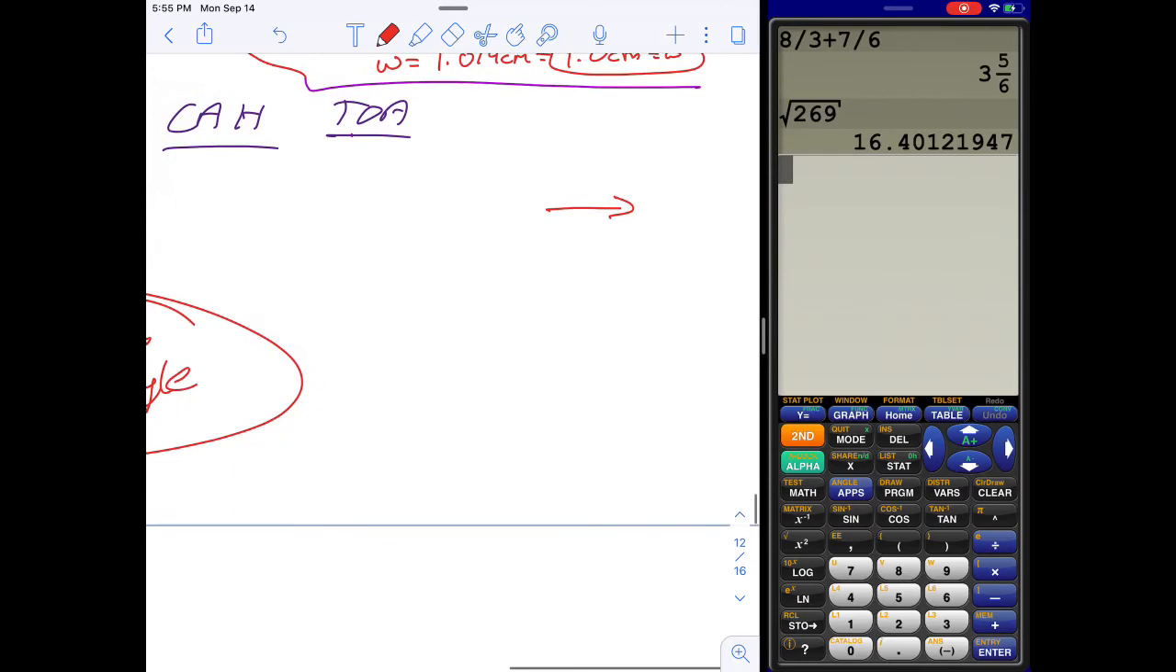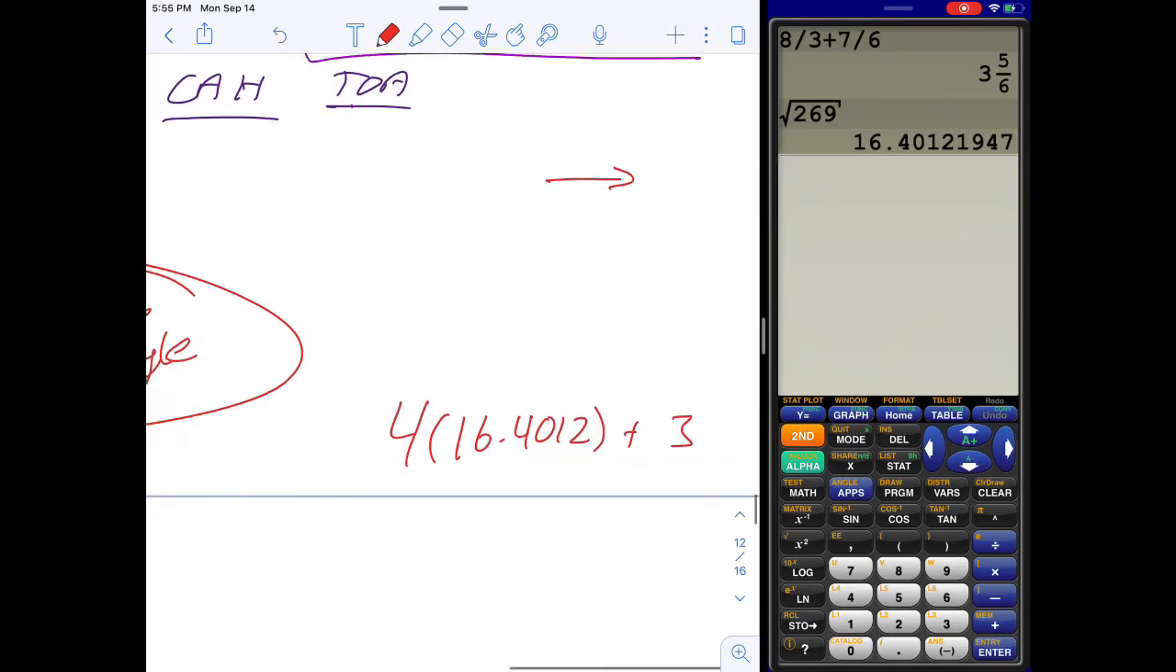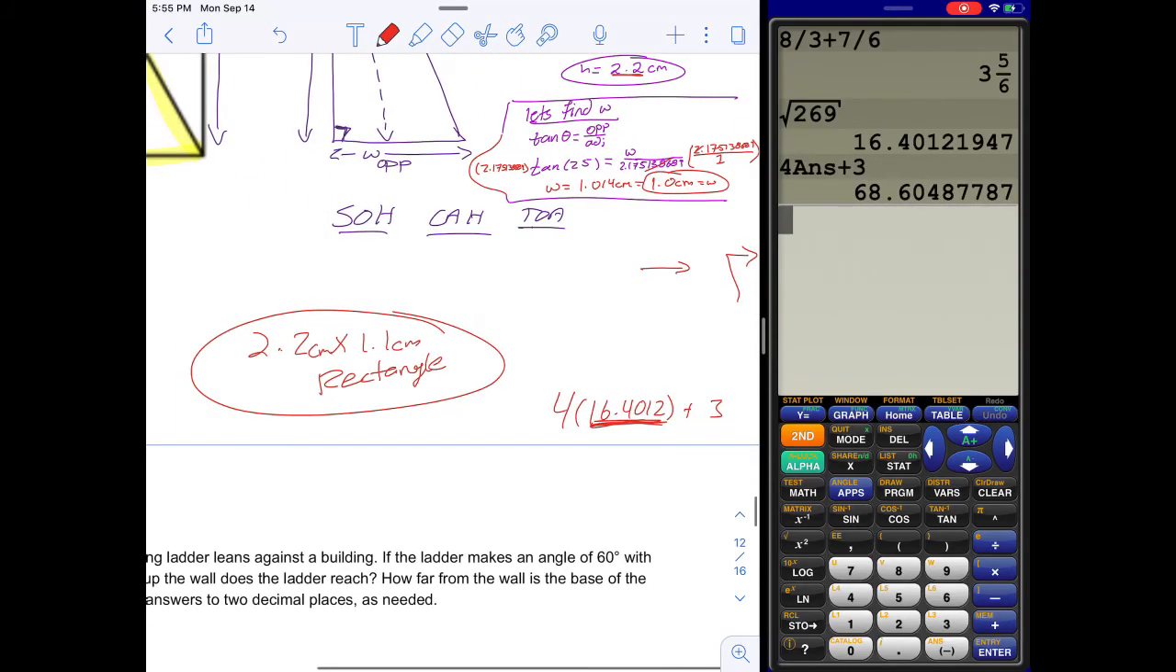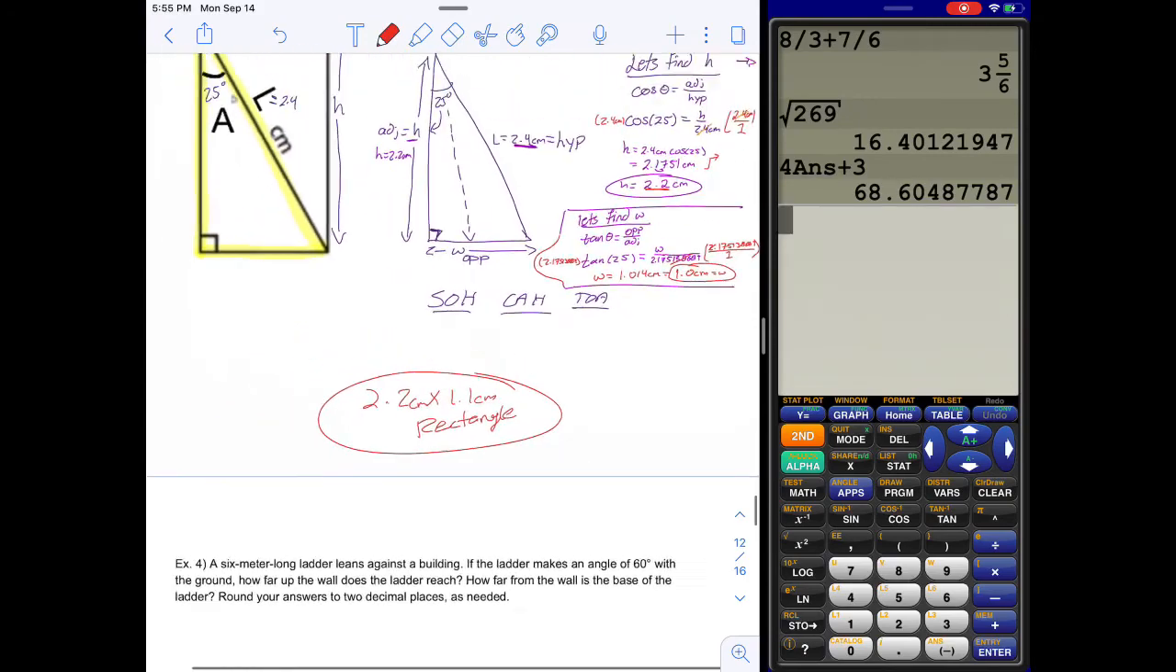Maybe I need to go 4 multiplying 6.4012 plus 3. How do I do that? If I didn't want to round this number, I would go 4, second answer. So now that answer is what you just got. So it's pretty much showing this, okay, plus 3. And that would give us a more accurate solution. So practice using the ANS button. That goes a long way in science too, as well as harder math courses.